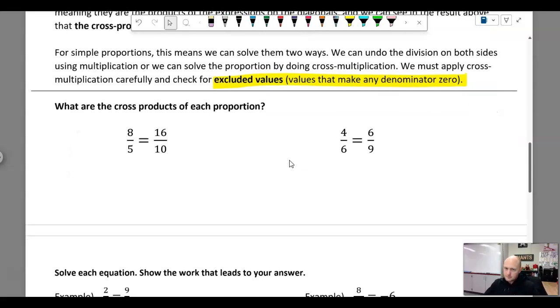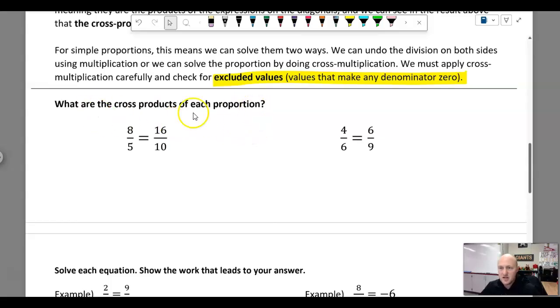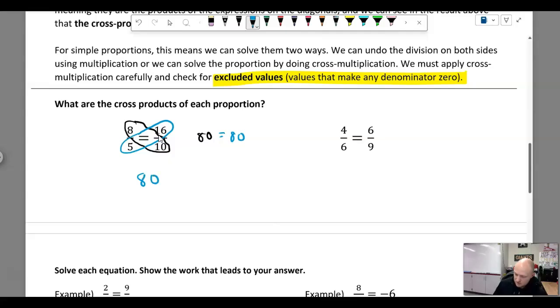So, what are the cross products of each proportion here? This should be pretty easy. I'm going to go ahead and multiply 8 times 10. Well, that's going to give me 80. And I can multiply 5 times 16. Well, I know 5 times 6 is 30, and then 5 times 10 is 50, so 30 plus 50 is 80. 80 is the cross product.